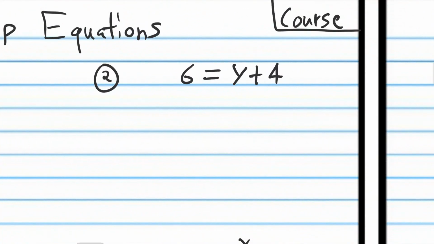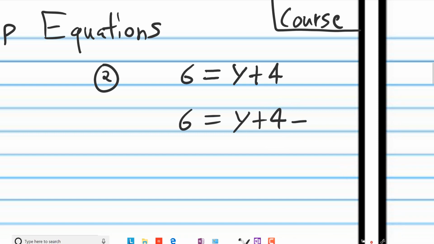All right, so step number 1, we're going to rewrite the equation. Step 2, we need to isolate the y. The y is not isolated because the 4 and the plus sign are next to it. So we have to get rid of the plus 4. The opposite of adding 4 is subtracting 4, so we're going to subtract 4 from both sides.